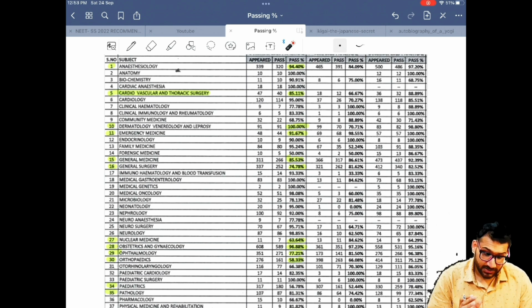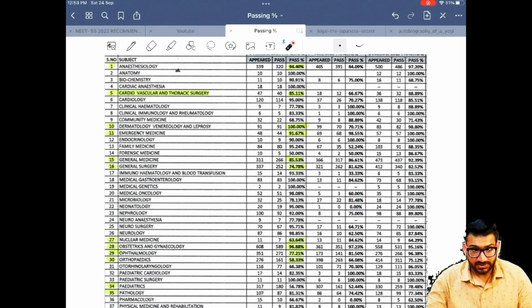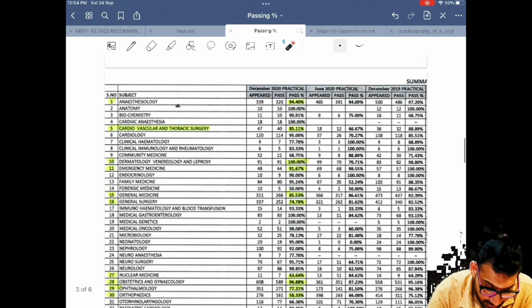So you should keep this in mind that you should always concentrate more on theory examinations as compared to practical examinations. But most of the students do reverse of this. They concentrate more on practicals and less on theory. But after analyzing, I have found out that passing percentage of theory is less as compared to practical. So let me show you in this video.